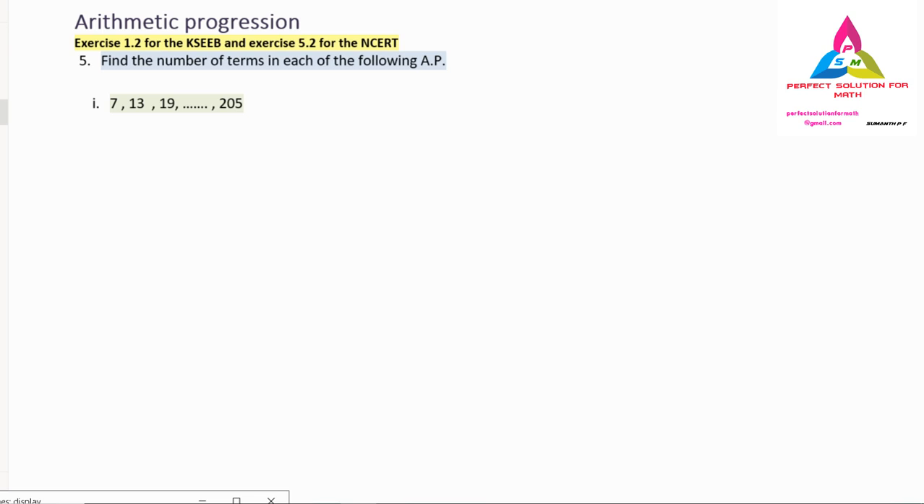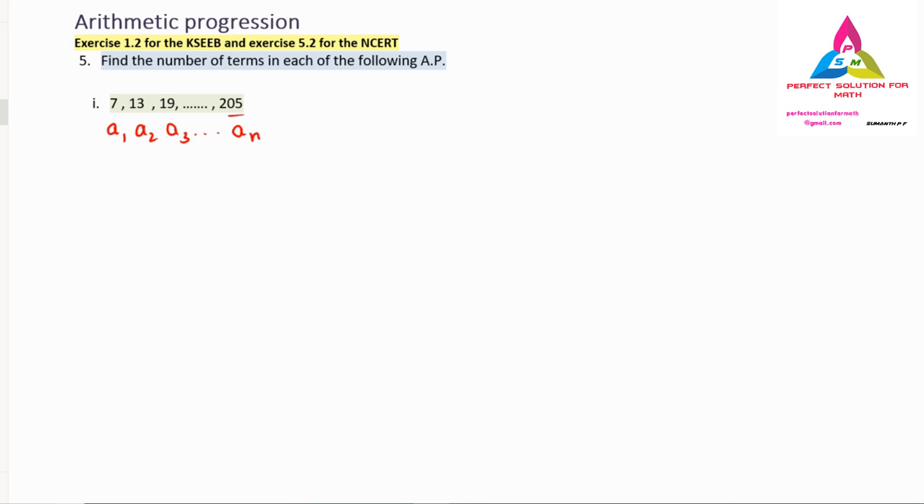In the fifth question, the first question, the first term over here is 7, that is a1. The second term is 13, that is a2. The third term is a3, and so on, up to this last term. If you find which term it is, then that is the number of terms in this AP. This term we don't know which term it is, so we will take it as an. So 205 will become the an for us.